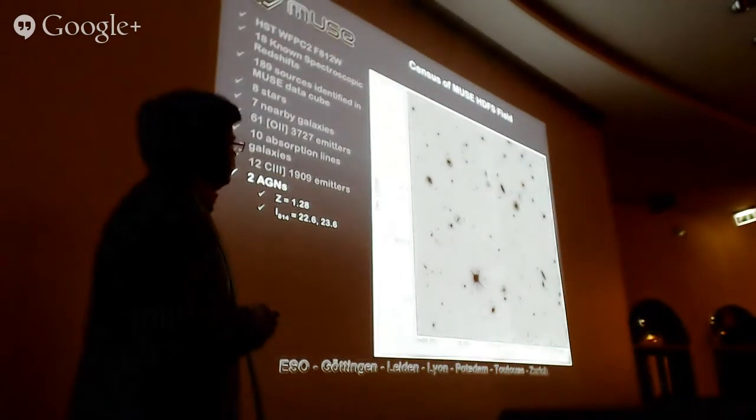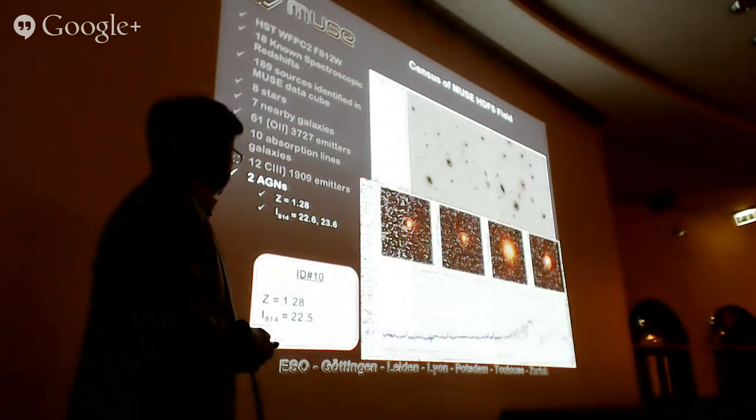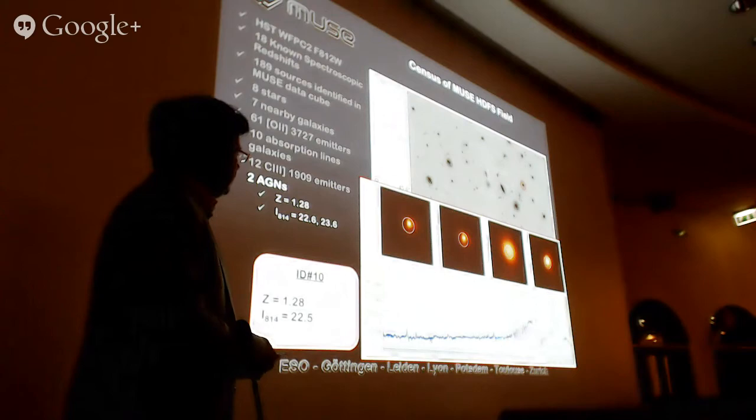We also find two AGN, clearly. There's one here you can see very well. The emission line is really fairly well resolved, spatially resolved.